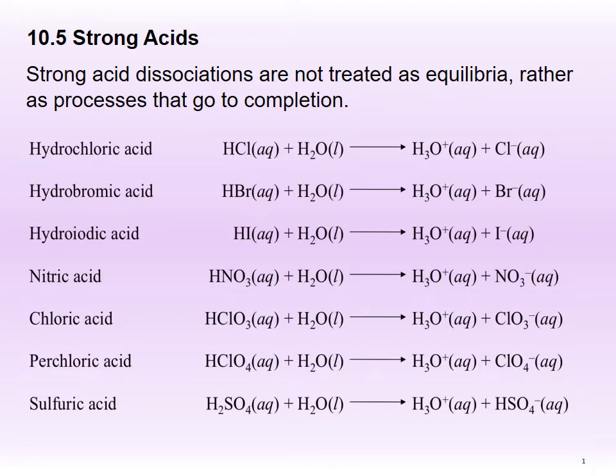Strong acid dissociations are not treated as equilibria. Rather, we think of them as reactions that go to completion, that is, as irreversible reactions. The equations shown here are those of the strong hydrohalic acids and oxoacids. Notice that the single arrow is used in each case.